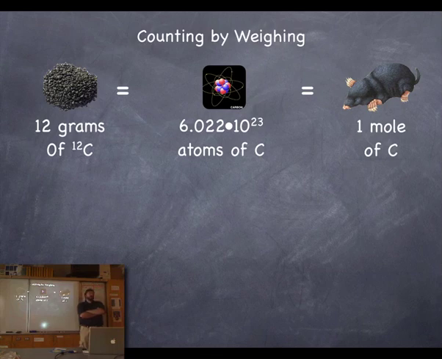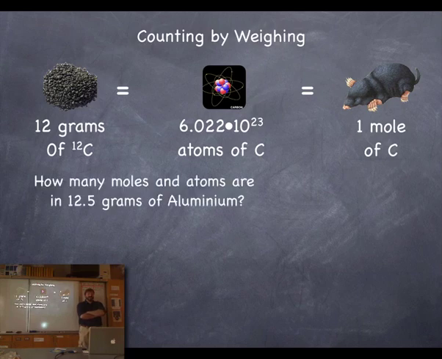So what we want to do is use this newfound power to take the mass of something and use it to count how many atoms there are. So if I have 12.5 grams of aluminum, I want to know how many moles of aluminum atoms I have, and how many aluminum atoms that represents.